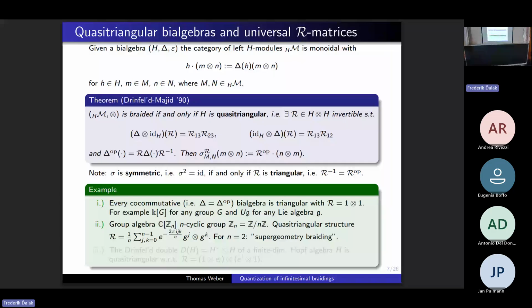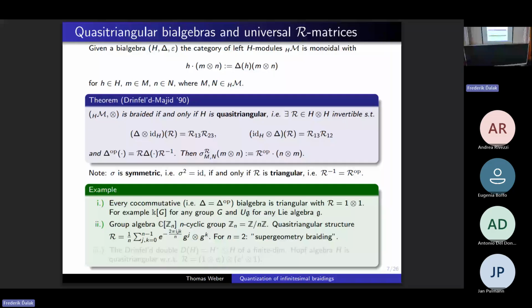Sorry, the j and k, those are... So you sum over j and k from 0 to n minus 1. And so the g, this is the generator of the group algebra. So you simply have that g to the power n would be 1. Okay, so it's power. It's really not coordinates or something. It's power.